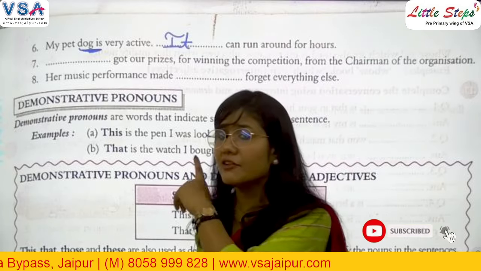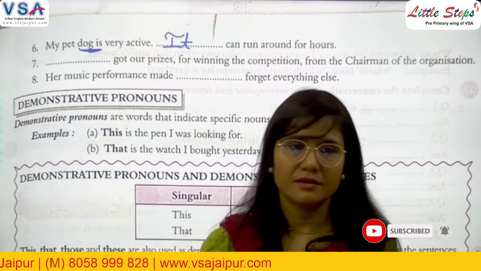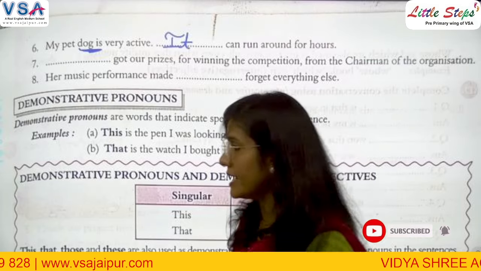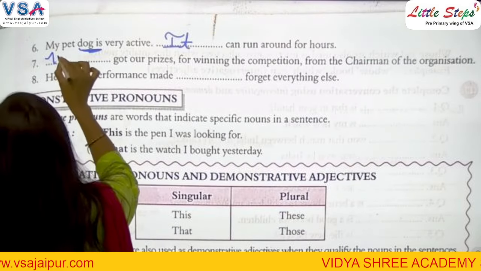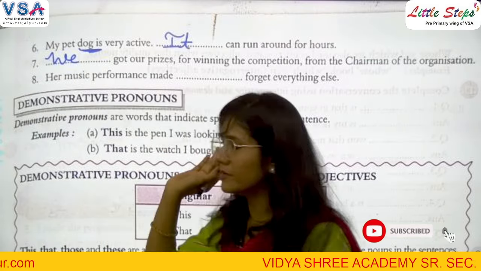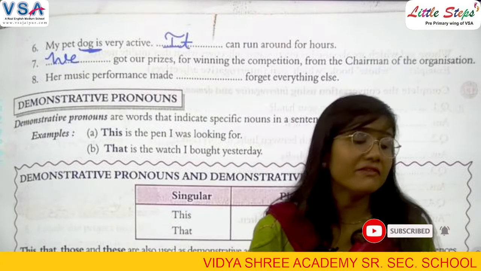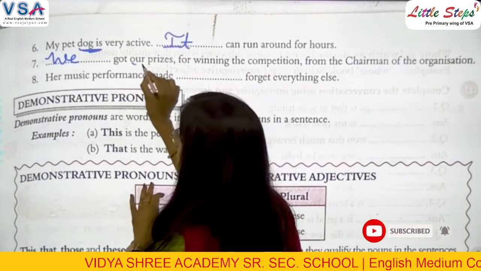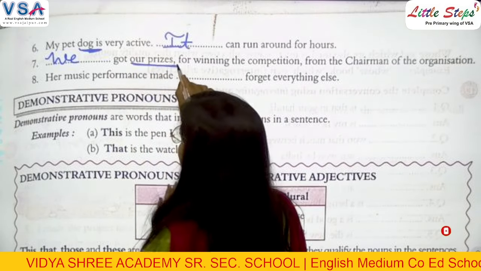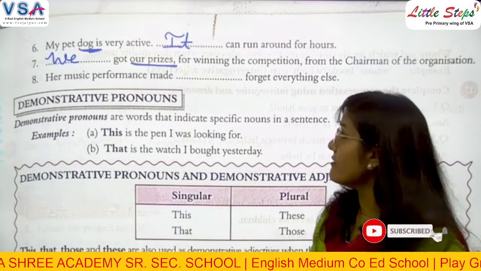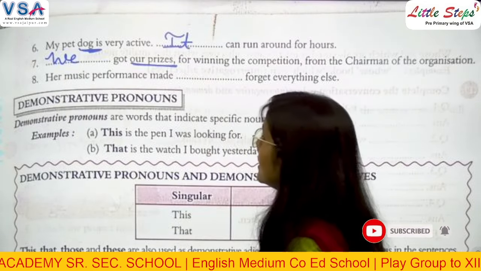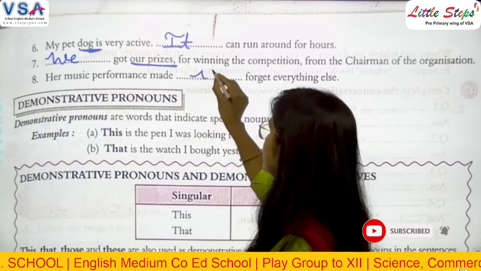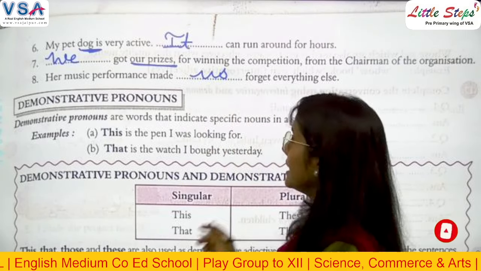Why did you write here we? Why will we write here we? Tell me this reason. I know here we will write we. But why will we write? Because here is written our prizes, and this is our plural. That's why we will write here we. Okay. Now her music performance made. Yes, us. हम सबको. Forget everything else.